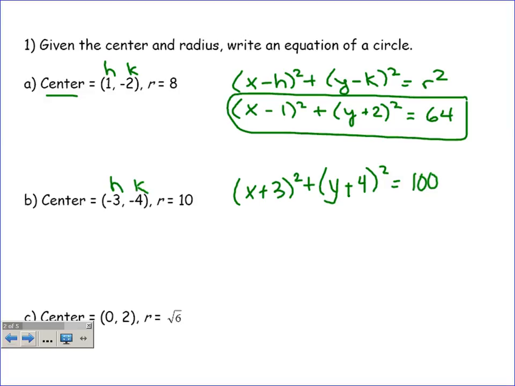I think we've been building towards this point. I think this will be pretty nice. Part C is a little bit more difficult.